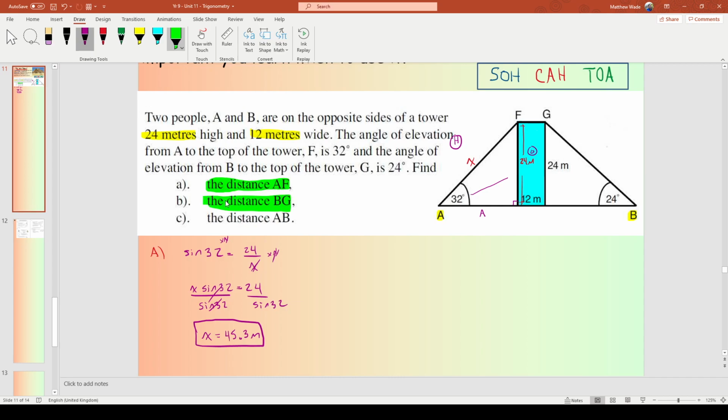Now, for B, it says, find the distance BG. Okay, this is very nearly the same question. BG is this length here. I've already used X, so I'm going to call this Y. I think you should do this without me. Go on, you do BG, okay? Figure it out all by yourselves. Pause, go.